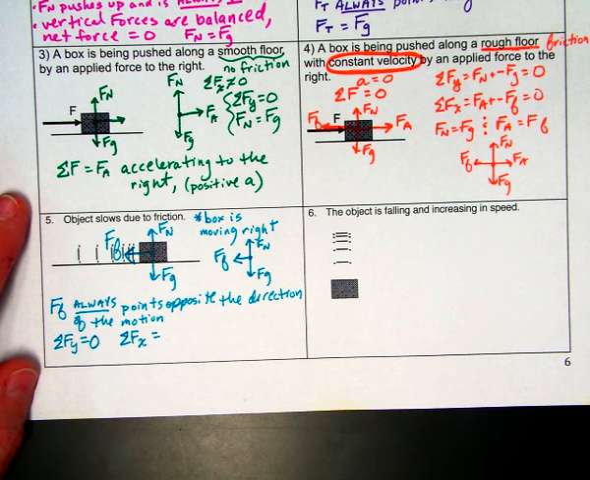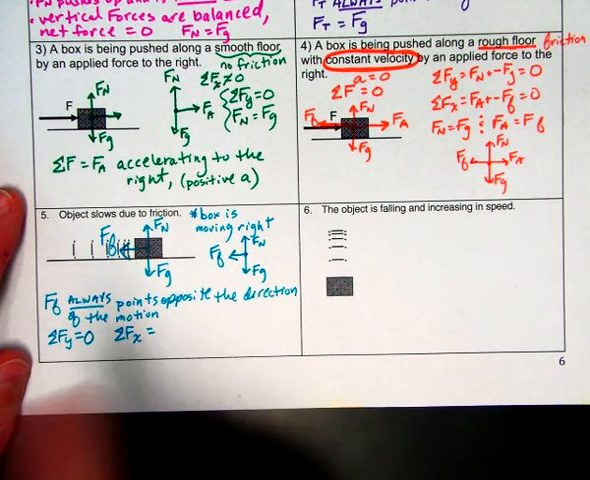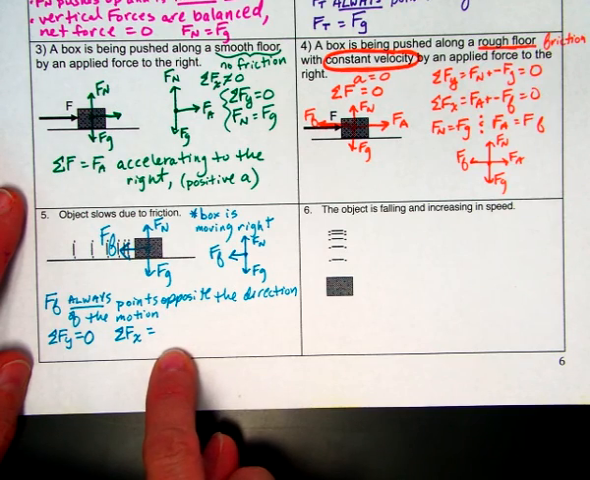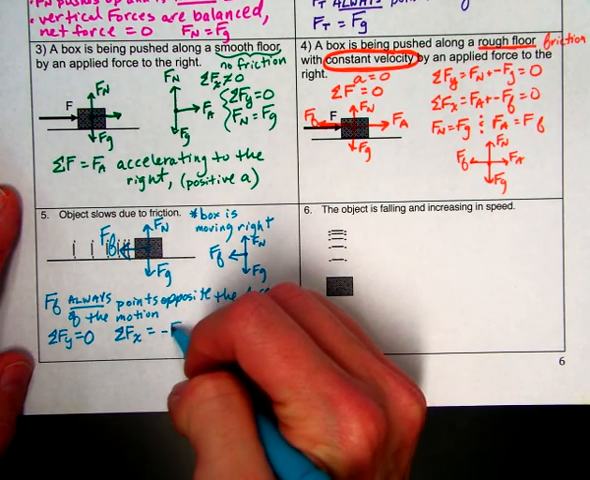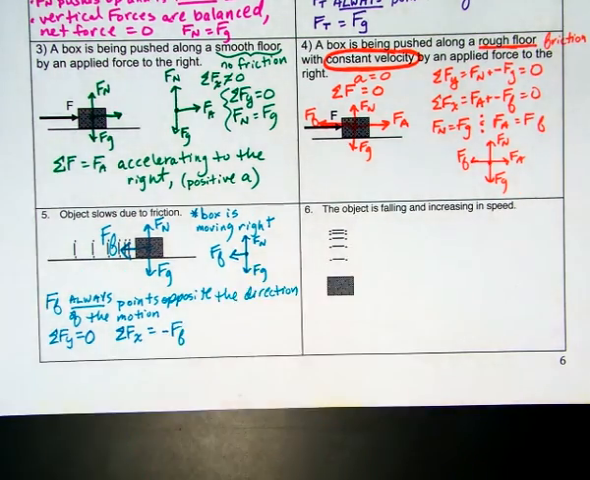We have to add up all the vectors in the x direction. How many vectors do we have horizontally? We only have the one. What is that vector? What kind of force? Friction. Is it moving to the right or to the left? So what should we write for net force? Negative friction. Okay? So the net force is negative friction. So friction, maybe it's 10 newtons. What's the net force? Negative 10 newtons.